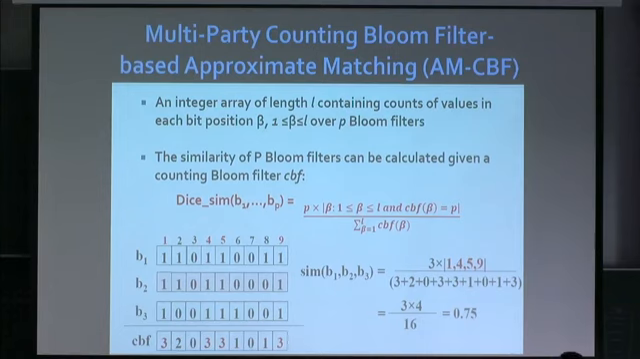For example, here we calculate the similarity of these 3 Bloom filters using its counting Bloom filter. How do we do that? We calculate 3 times the number of bit positions that have the value 3 in this counting Bloom filter, divided by the sum of the values in the counting Bloom filter, and that gives the dice coefficient similarity of those P Bloom filters.